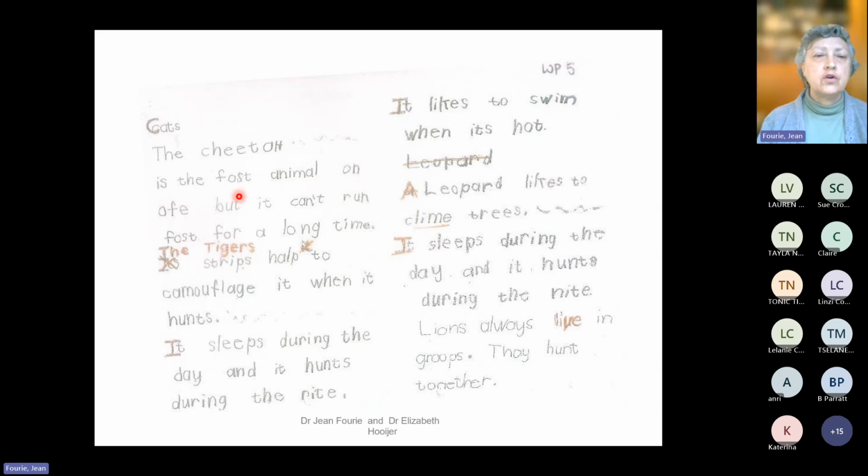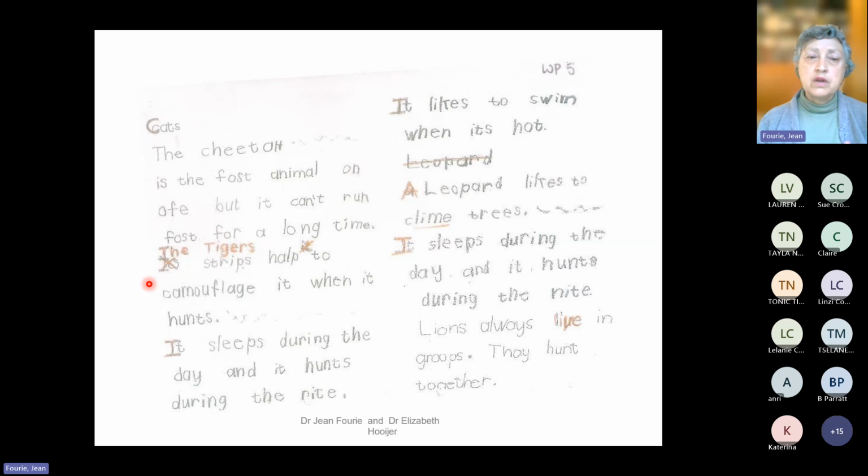Animal on earth. The child has not indicated that they think the word earth is spelled incorrectly, even though in this case it's spelled O-F-E, and we know that earth is spelled differently. So we will definitely have a session later to correct the spelling of earth. Okay, so the cheetah is the fastest animal on earth, but it can't run fast for a long time. And that is the end of a sentence, so we put a full stop there.